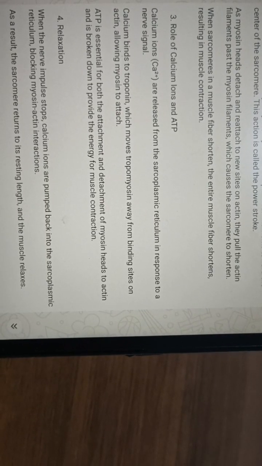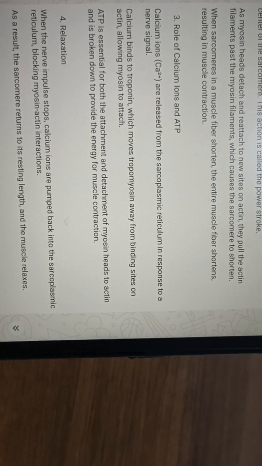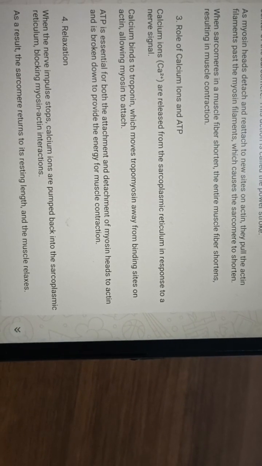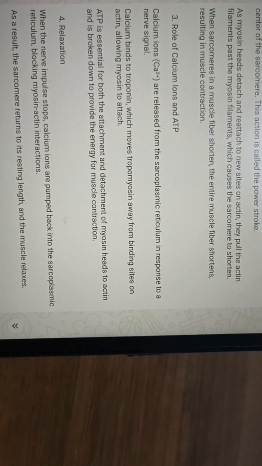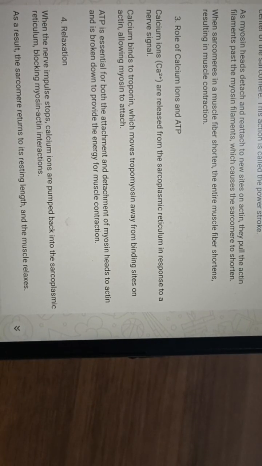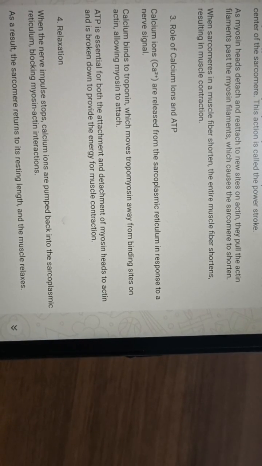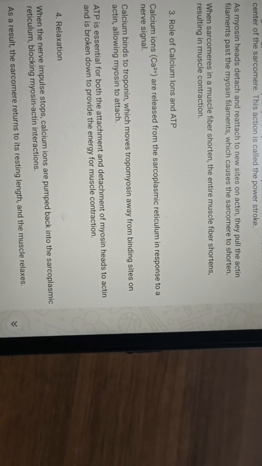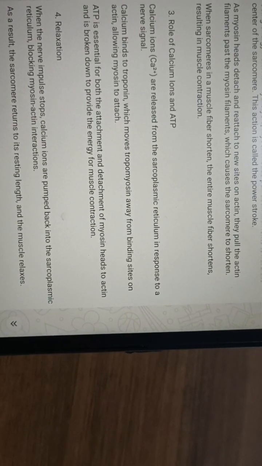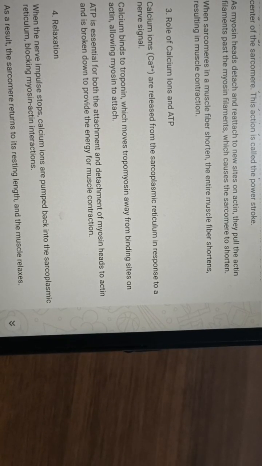Role of calcium ions and ATP. Calcium ions are released from the sarcoplasmic reticulum in response to the nerve signal. Calcium binds to troponin, which moves tropomyosin away from the binding site on actin, allowing myosin to attach. ATP is essential for both the attachment and detachment of the myosin head to actin and is broken down to provide the energy for muscular contraction.